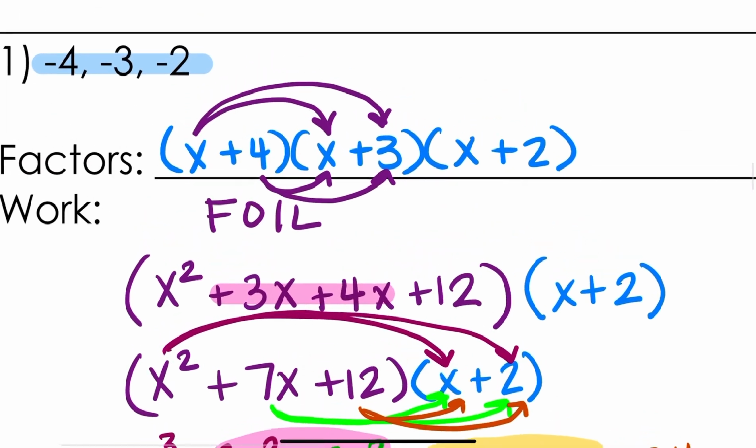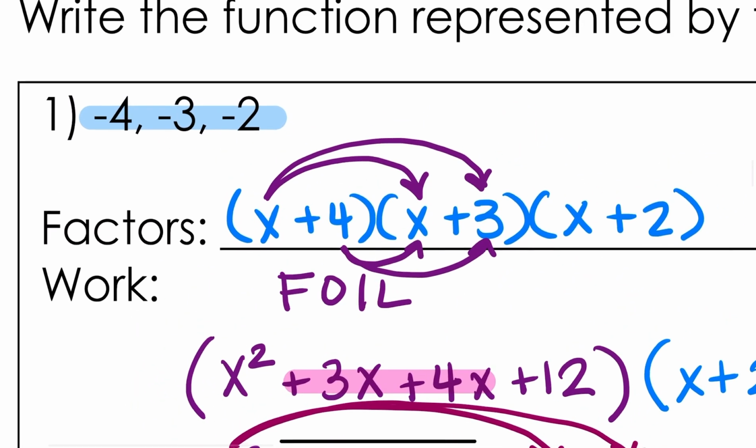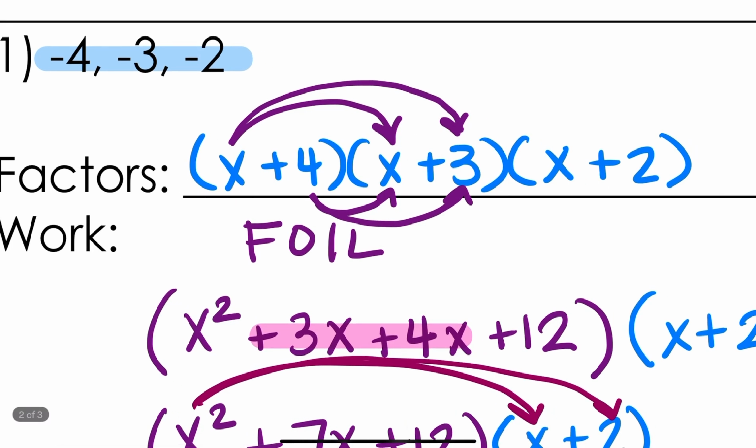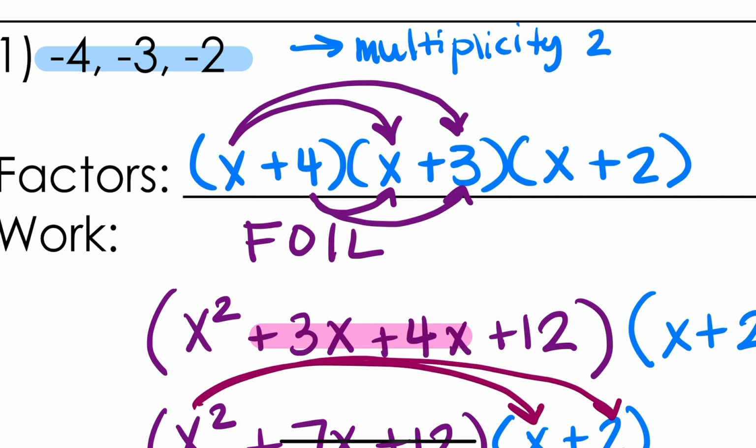Also, let's remember the word multiplicity. Each of these zeros has a multiplicity of 1. We know that because it doesn't say otherwise. If it weren't a multiplicity of 1, it would have to say that the zero has a multiplicity of 2 or has a multiplicity of 3. It would have to state that in the problem. So we are okay to assume that the multiplicity is 1.